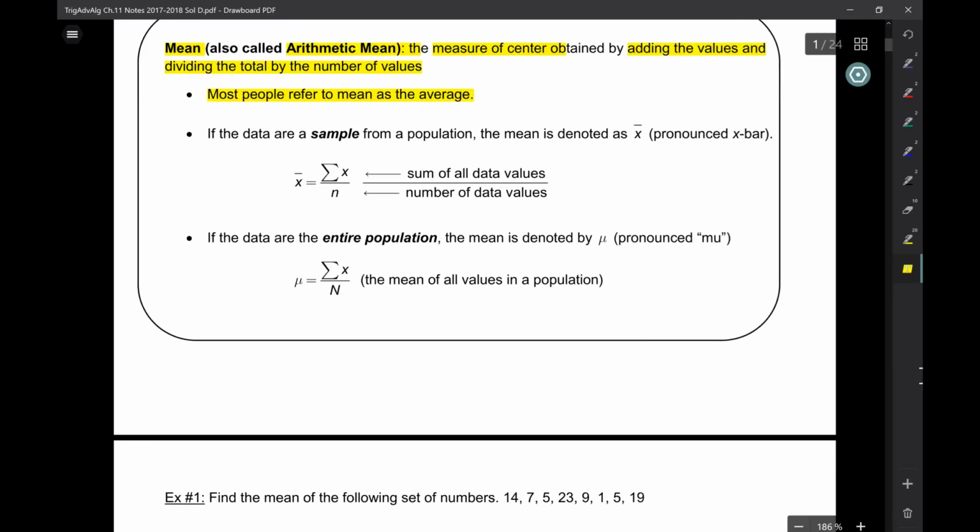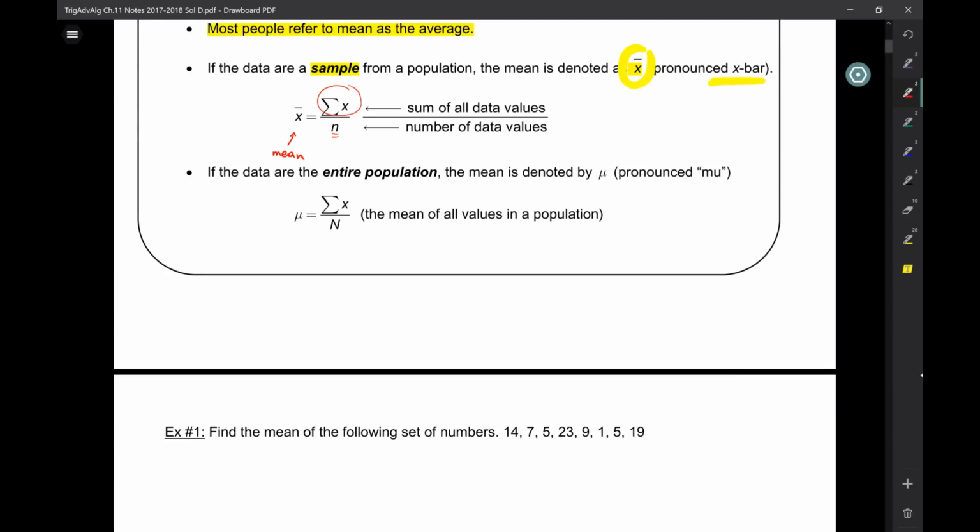If the data is a sample from a population, the mean is denoted by this symbol, and we call it X bar. So for mean, I say X bar. Here's how we write the formula for it. X bar, meaning mean, equals the sum of all the data values divided by n. So you see the notation? The sum of all the data values divided by n.